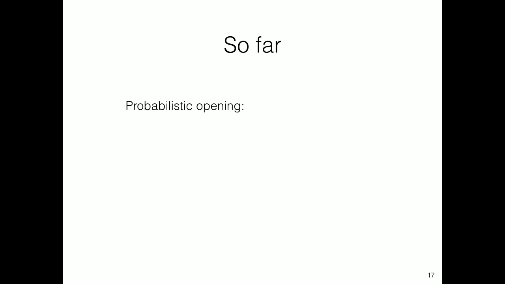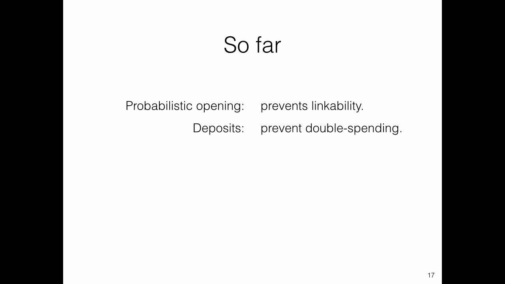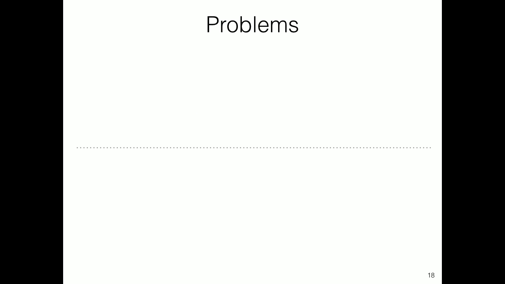OK, so far, we've used probabilistic opening and deposits to prevent linkability and prevent double spending. But are we done? And the answer is not quite. There's a couple of issues in terms of usability of our system. So far, the deposits are pretty large, and we would want them to be withdrawable from the system. If Alice puts in an infinite amount of money, she would eventually like to take it out.